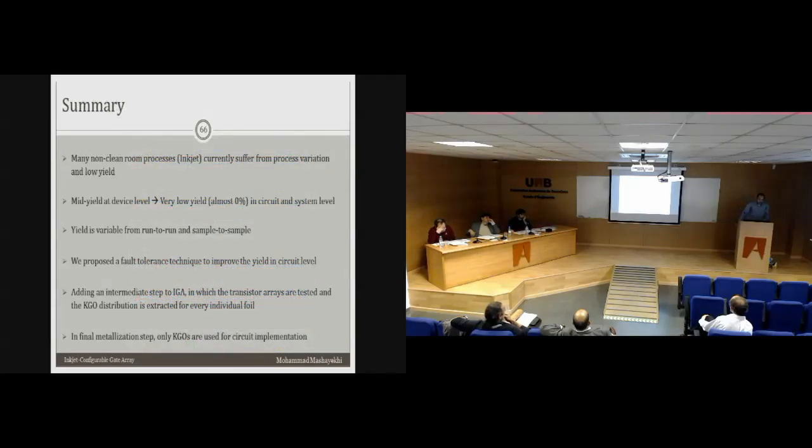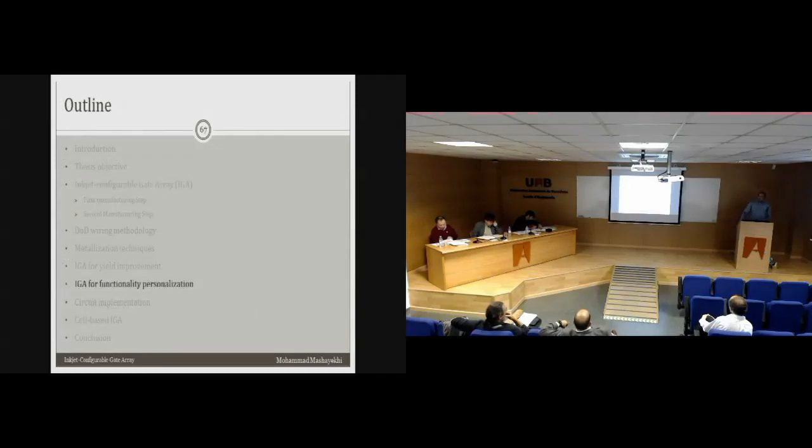As a summary of IGA for yield improvement, many non-clean room processes currently suffer from process variation and low yield. This low yield at device level causes very low yield, almost 0%, at system level. And this yield varies from run to run and sample to sample. So we propose a fault-tolerant technique to improve yield at circuit level by just adding an intermediate step to the manufacturing steps, customizing using only the KGTs, known good transistors.